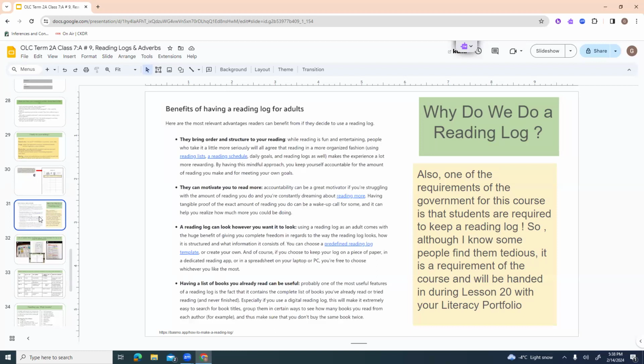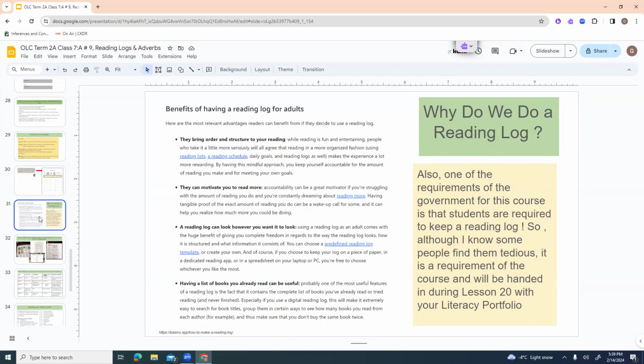Having a list of books you've already read can be useful. Probably one of the most useful features of a reading log is the fact that it contains the complete list of books you've already read or tried reading and never finished. Especially if you use a digital reading log, this can make it extremely easy to search for book titles or group them in certain ways to see how many books you read from each author and make sure you don't buy the same book twice.